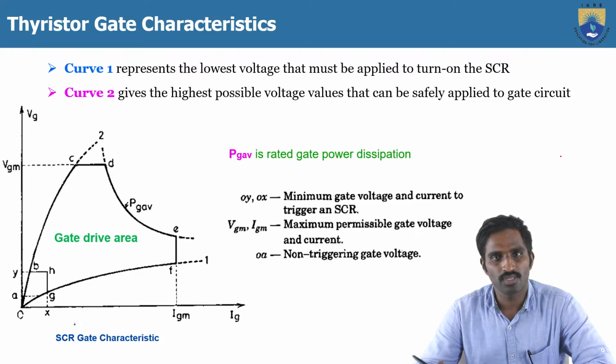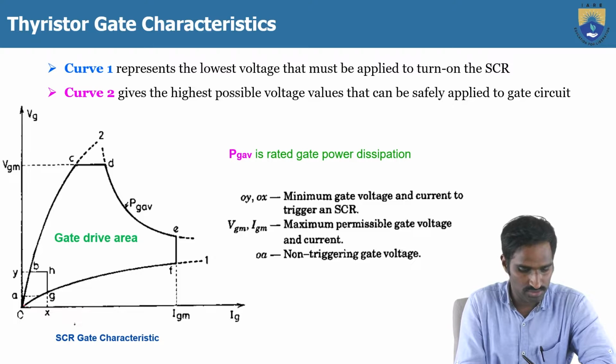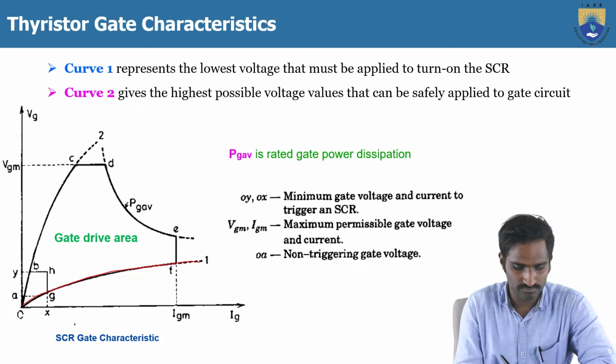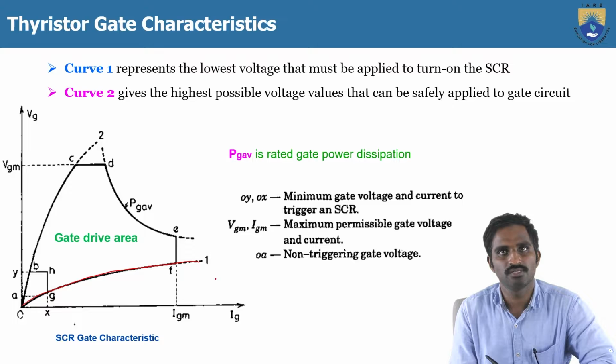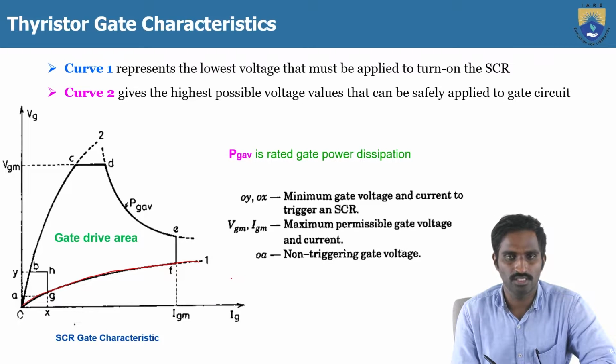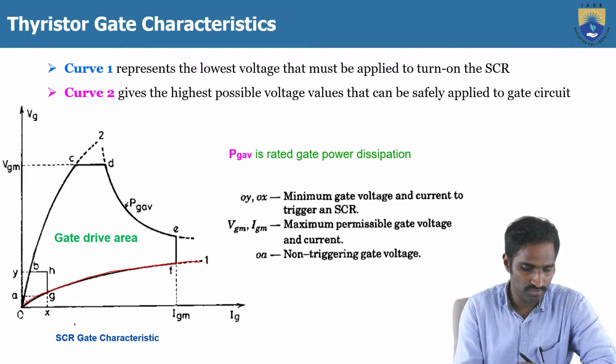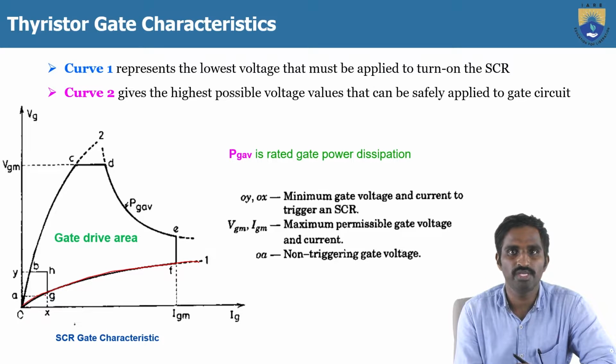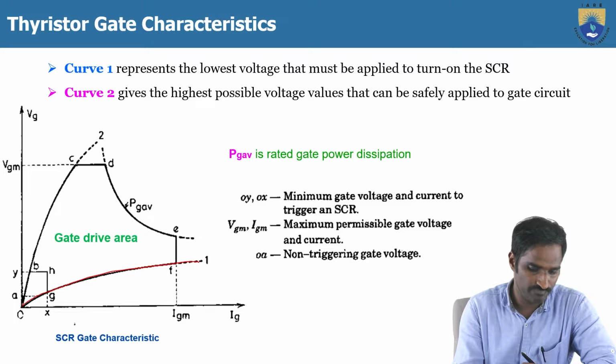So here these are the gate characteristics of an SCR. There are two curves, curve 1 and curve 2. Curve 1 represents the lowest voltage that must be applied to turn on the SCR, and curve 2 is the highest possible voltage value that can be safely applied to the gate circuit.